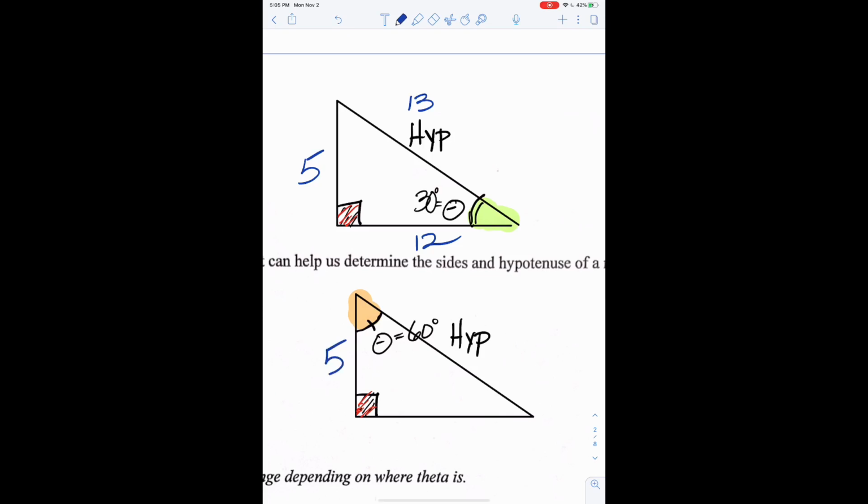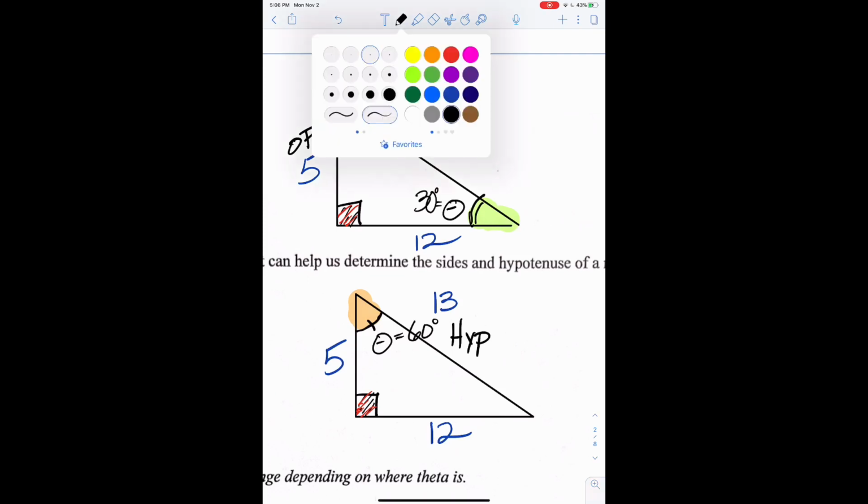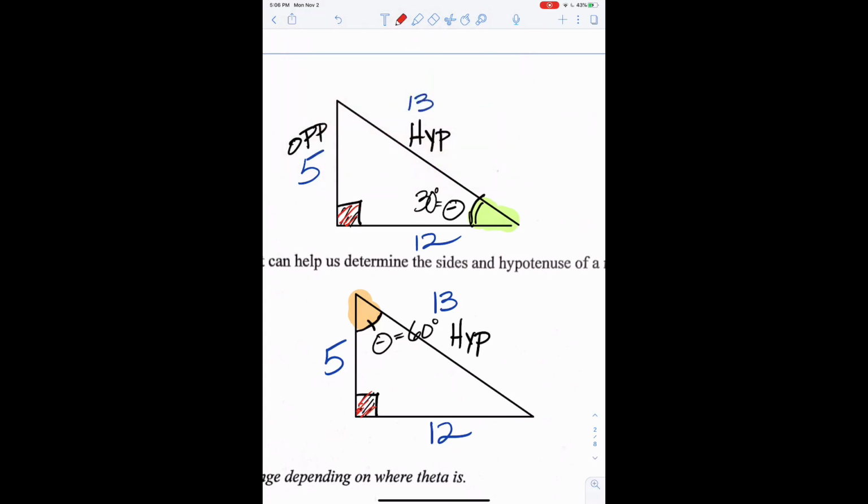Okay, so we have 5, 12, 13 right here, and my point is this, right? That in one of these drawings, because theta is the 30-degree angle in the top one, then the 5 is the opposite. So we always label the opposite as being opposite theta, across from theta, right? Just like I'm going to draw a couple of vectors here. So I'm saying across from 90 is the hypotenuse, right?